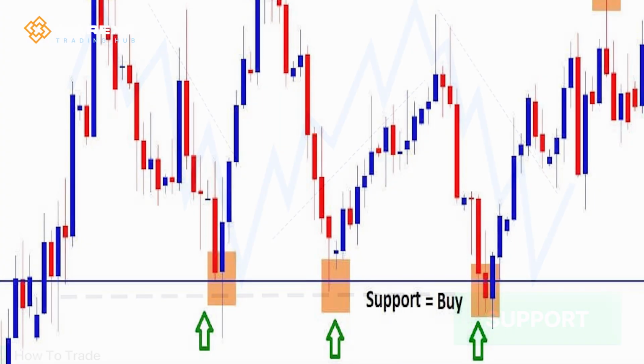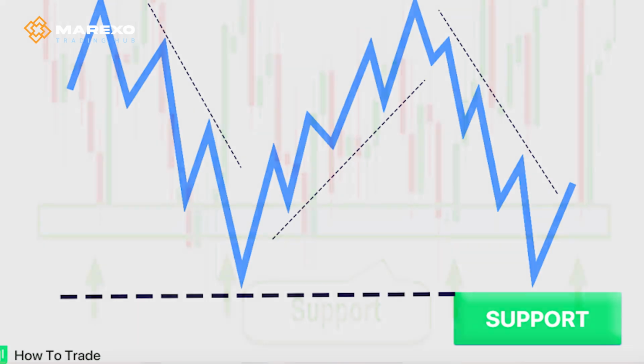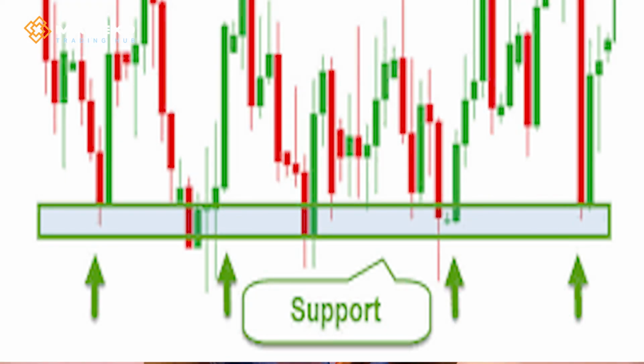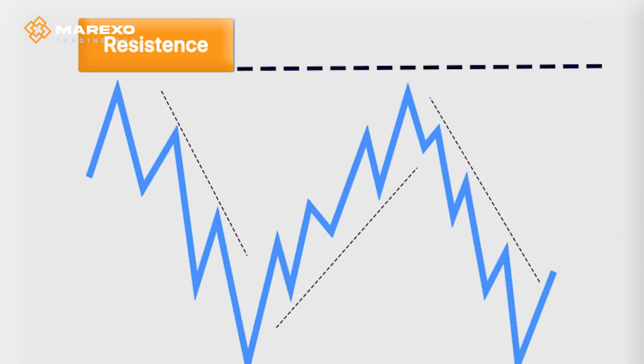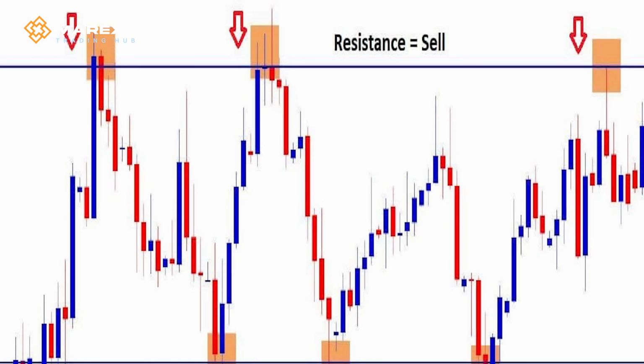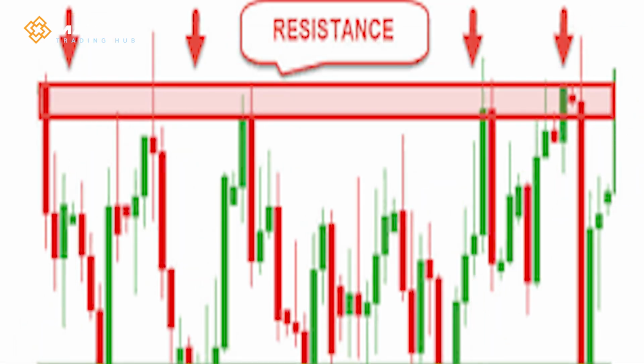It's a price level where historically a downtrend has paused or reversed because of the large numbers of buyers in the market. The price found support and bounced. This area is also known as a demand zone, where buyers are waiting to get in. Resistance is your ceiling. It's a price level where an uptrend has stopped or reversed because of large numbers of sellers that entered the market. We call this a supply zone.